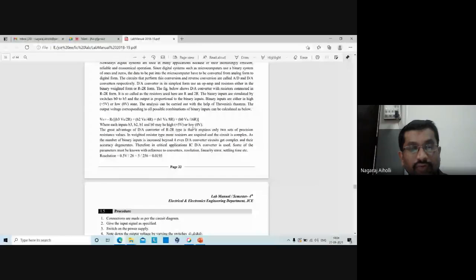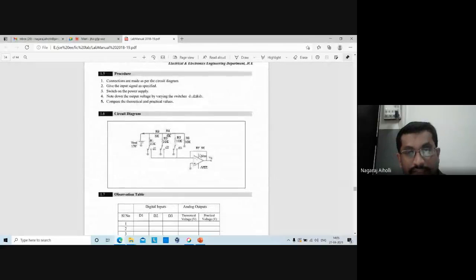So this is the formula for finding the output voltage: minus RF, the feedback resistance, into B3 into VR by 2R, plus B2 into VR by 4R, plus B1 into VR by 8R, plus B0 into VR by 16R. VR is the reference voltage, and R, 2R is 2 times the resistance, that is 10K here. If R is 5K, what is RF here? This is our RF, 5K feedback resistance. R is 5K, 2R is 10K.